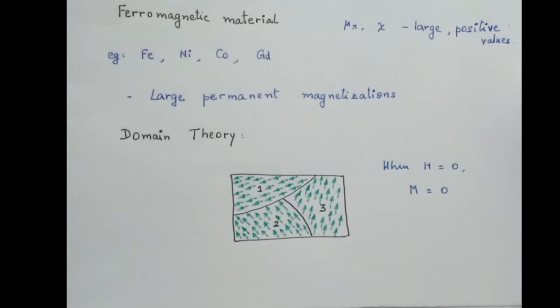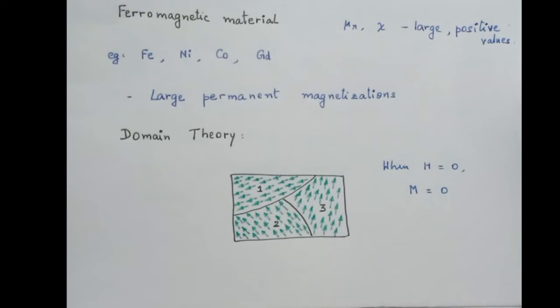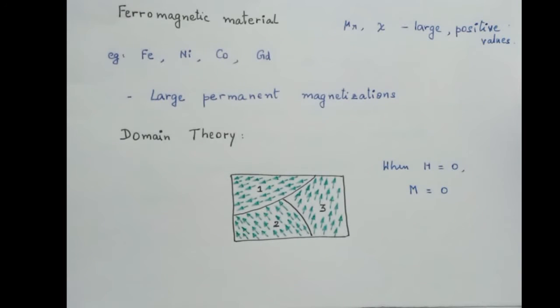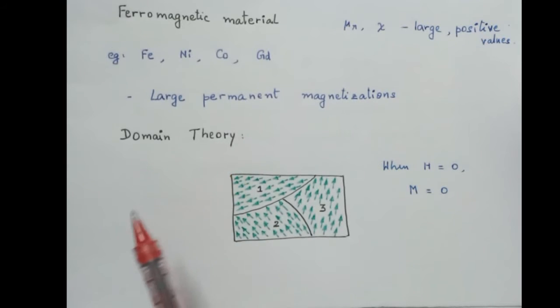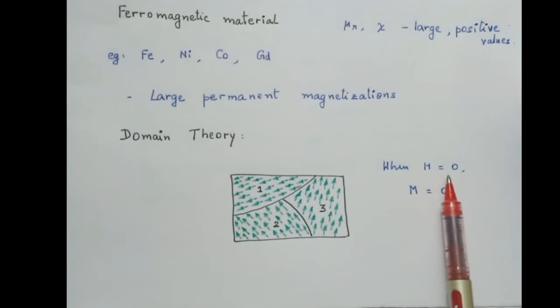Ferromagnetic material. They are permanent magnetic material with very large positive values of susceptibility and relative permeability. Examples are iron, nickel, cobalt and gadolinium. The large permanent magnetization can be explained using the domain theory. Domains are regions over which adjacent dipoles are oriented along the same direction. In the absence of external field, the magnetization is still zero.